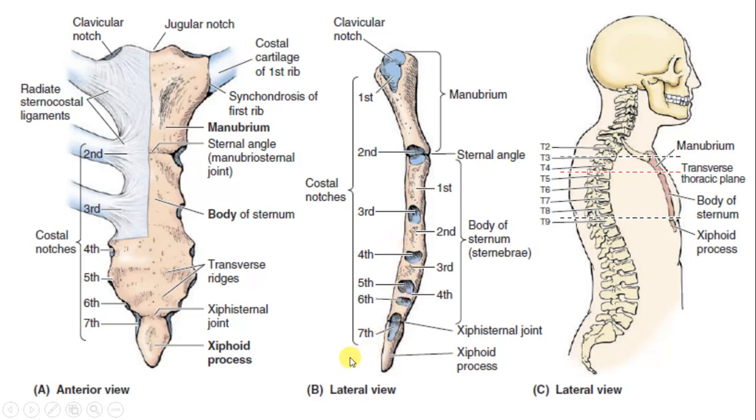Eighth, ninth, 10th, they are not attached to the sternum, but they are attached to each other, as we have seen in the previous lecture, that they are attached with the costal cartilage of each other, forming the sternal angle. They are not directly attached to the sternum.